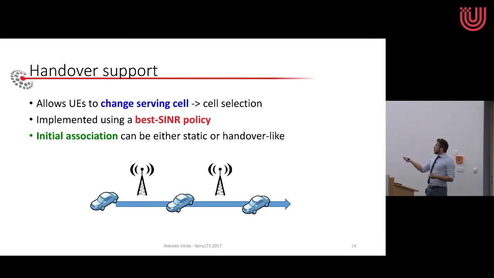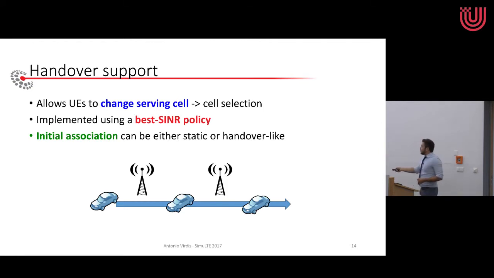And this can also be used for an initial association of nodes, which is not static. So we are not telling this user equipment is connected to that base station, but we can also do a dynamic initial attachment, which depends again on the policy for the handover, which is quite useful.